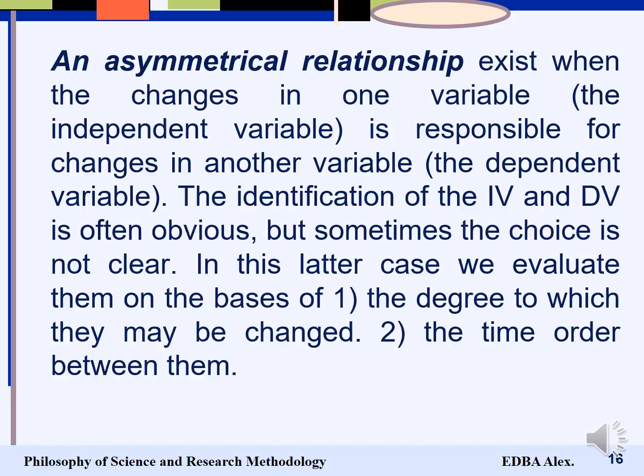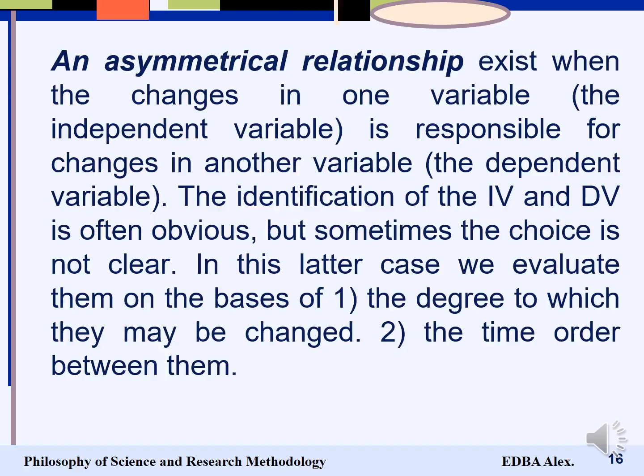Let us start with the easier one, the time order. We said this many times. The independent variable comes first. If we find a relationship between, for example, attending lecture and grades, which one causes the other? It makes sense. Which one comes first? Attending lecture. So attending lecture is the independent variable. Grades is the dependent variable, right? Another method is the degree of changeability, the degree of stability in the variable itself.